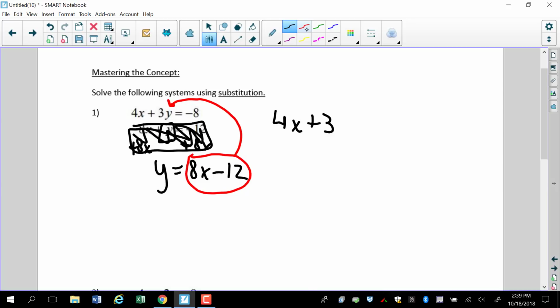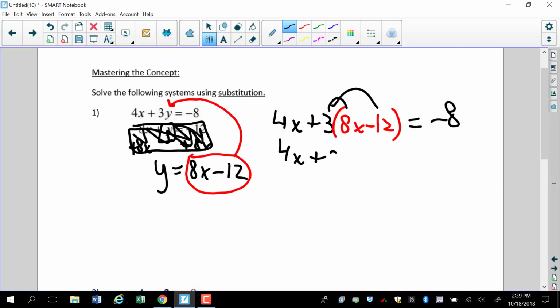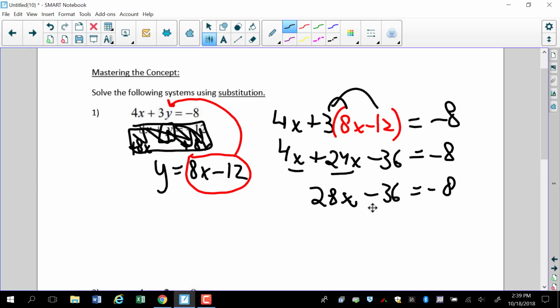Now, we're not going to put y in there. Instead of y, we are going to put 8x minus 12 because we're substituting what y is equal to, in this case 8x minus 12, into the equation, and then equals negative 8. And now it's a multi-step problem with just algebra. So we are going to distribute: 4x plus 24x minus 36 is negative 8. Combine your like terms, 28x minus 36 is negative 8. Add 36 to both sides, and you get 28x equals 28. So x equals 1.